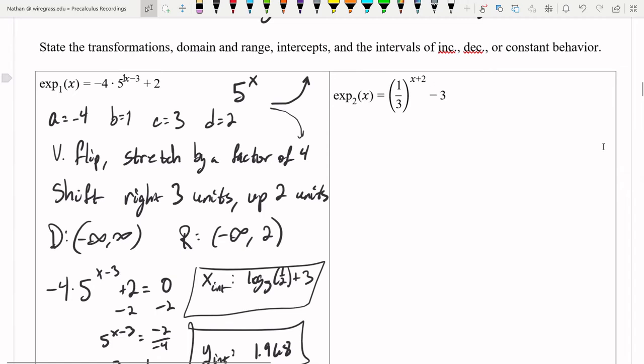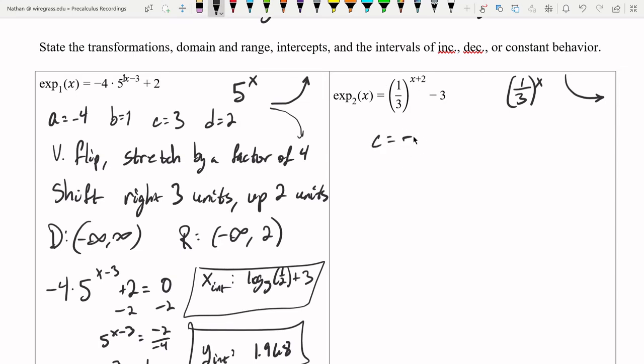All right, next function. We have the basic function is 1/3 to the power of x. We know that this looks like this, the same thing as 1/2 or 1/10 to the power of x. And we know that c equals 2, negative 2, and d equals negative 3. Since a and b are 1 here, that means it's been shifted left 2 units and down 3 units.